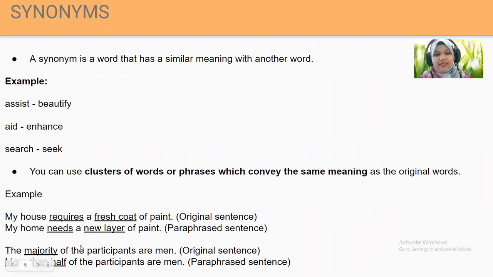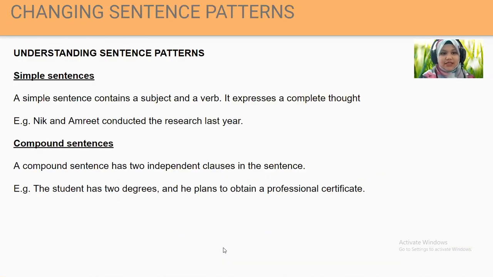Second, the majority of the participants are men. That is the original sentence. More than half of the participants are men. Or you can say are male. Or most of the participants are male. So that is paraphrase. Enough. Next, changing sentence pattern.